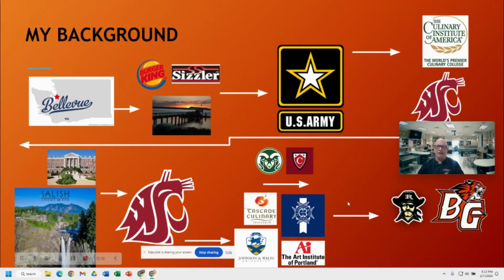And so I gravitated towards the restaurant industry. And so I interviewed for a job. The recruiter came to Bellevue High School. They were opening a new Burger King in downtown Bellevue. And I interviewed and got the job.